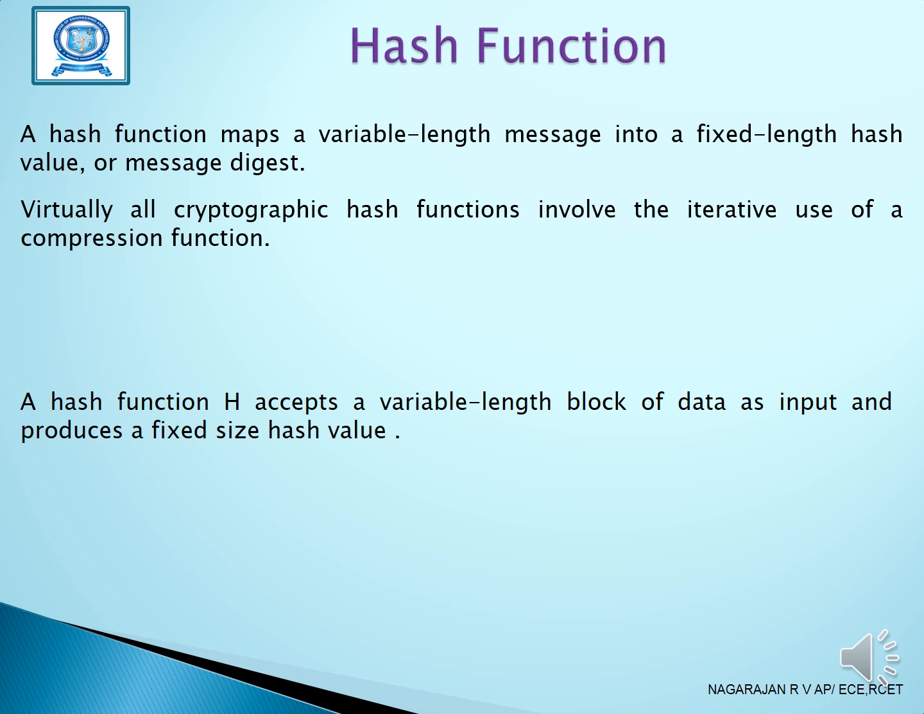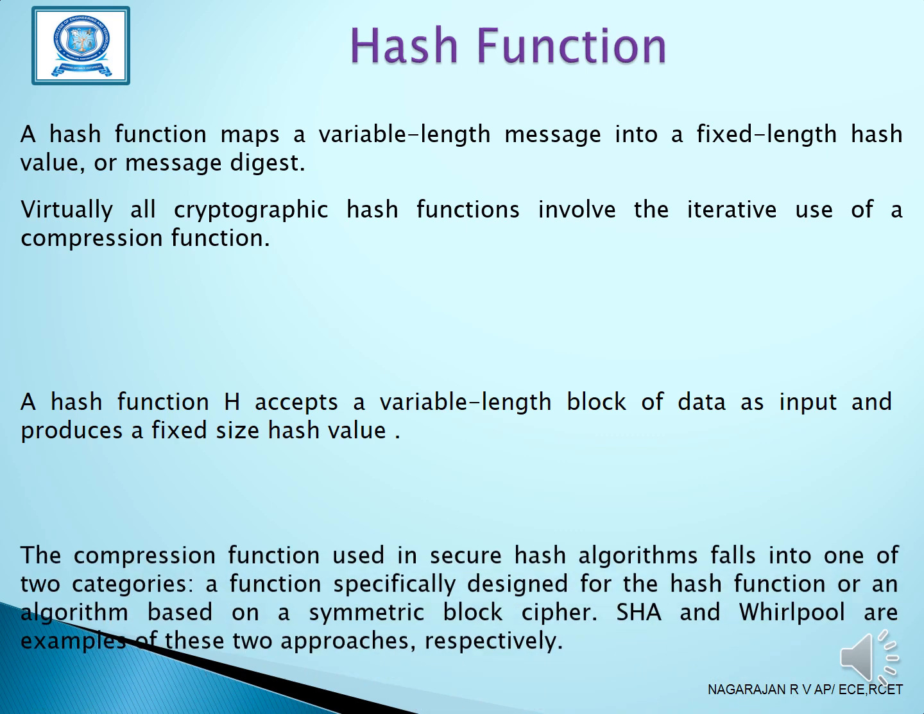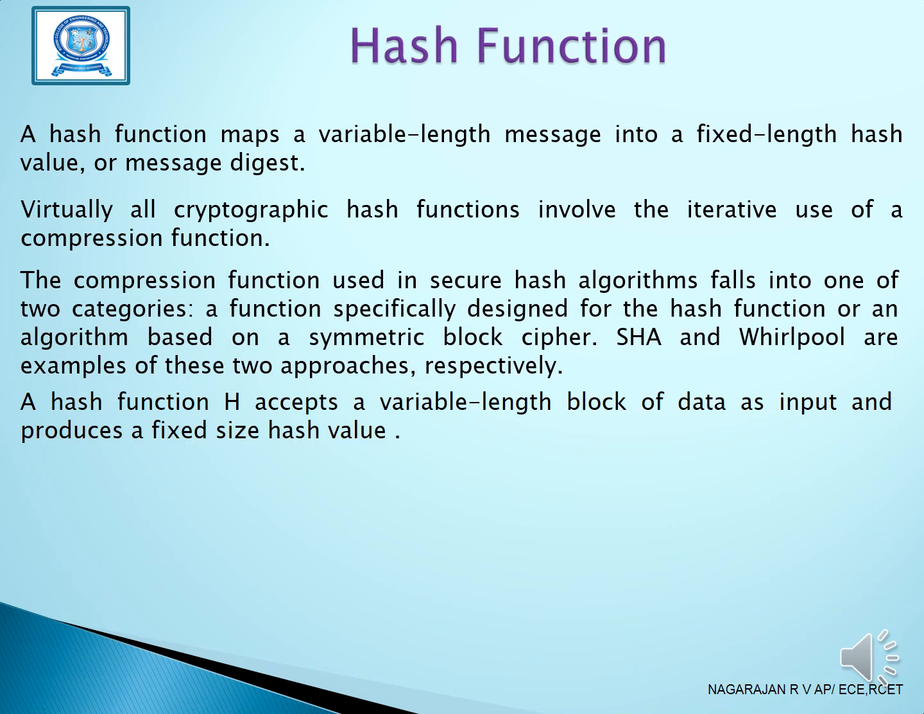Virtually all cryptographic hash functions involve the iterative use of a comparison function. The comparison function used in secure hash algorithms falls into one of two categories. One is a function specifically designed for the hash function, and another one is an algorithm based on a symmetric block cipher. So SHA and Whirlpool, or secure hash function algorithms, are two examples of these two approaches respectively.